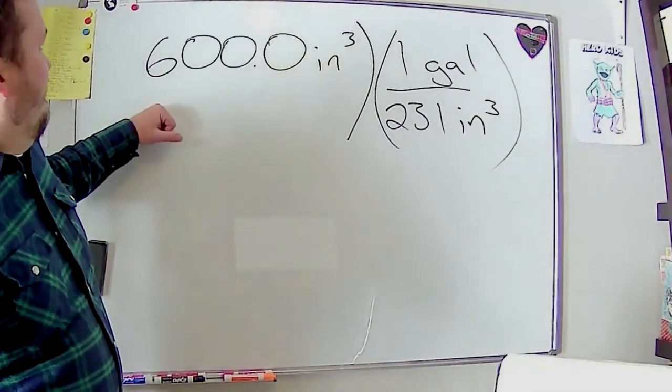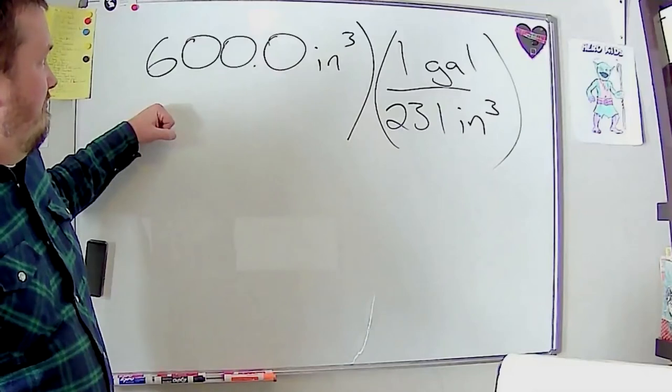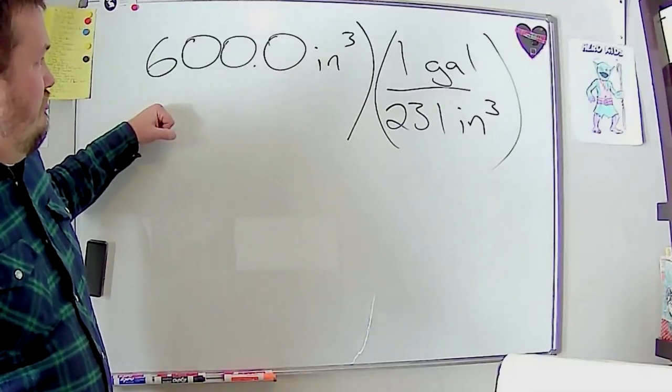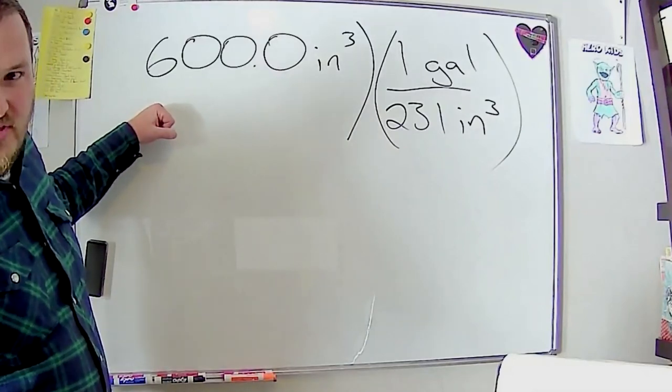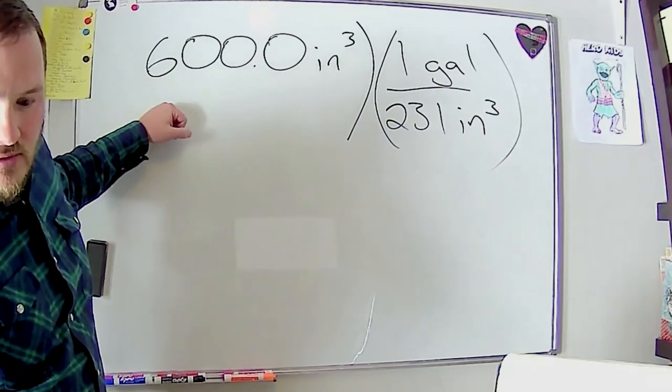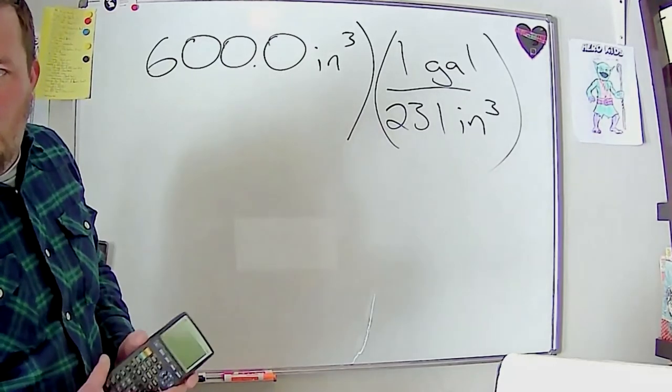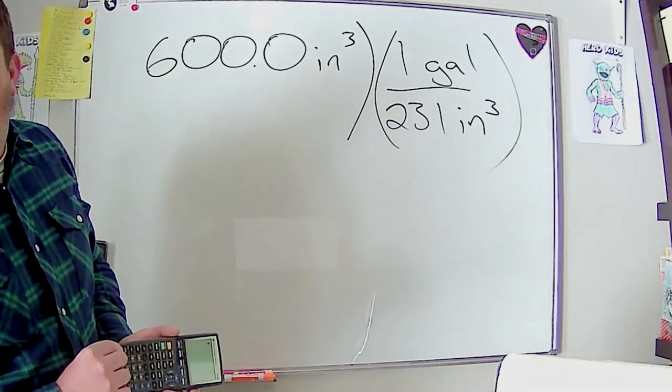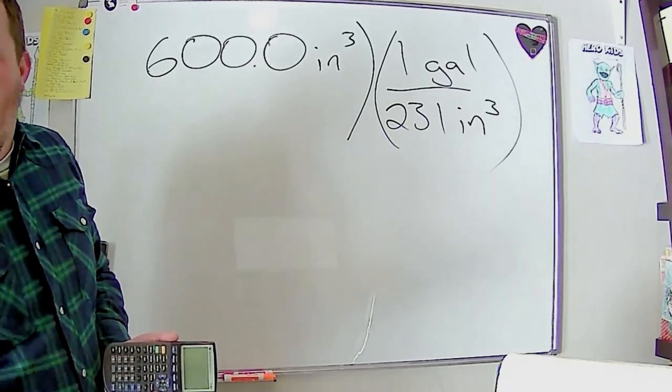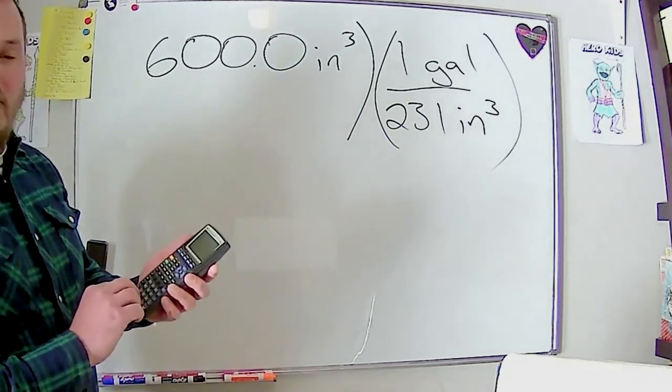So in this case, we'll get something that's going to be, what, 2 1/3, 2.4, something like that. Let me plug this answer.